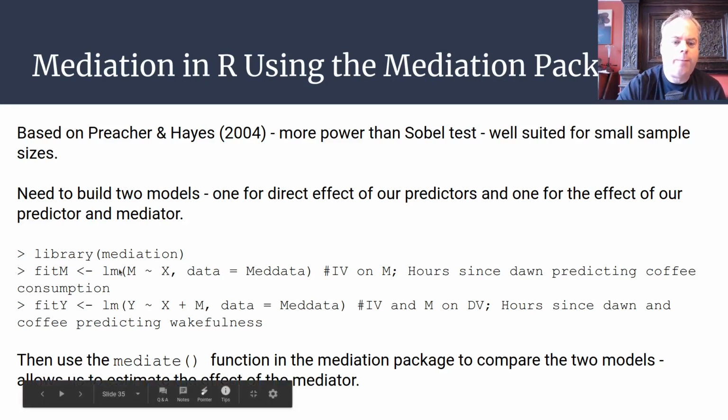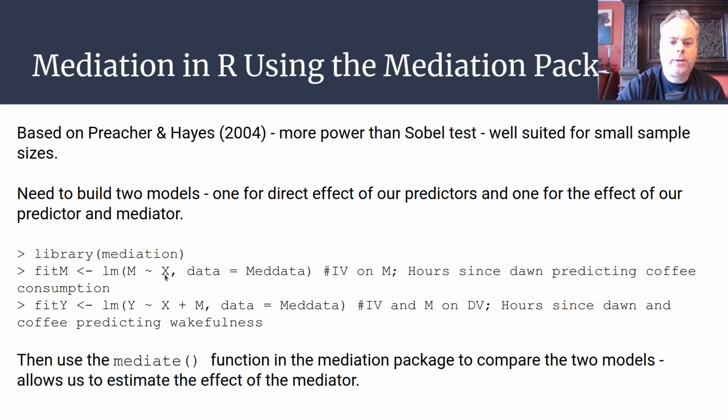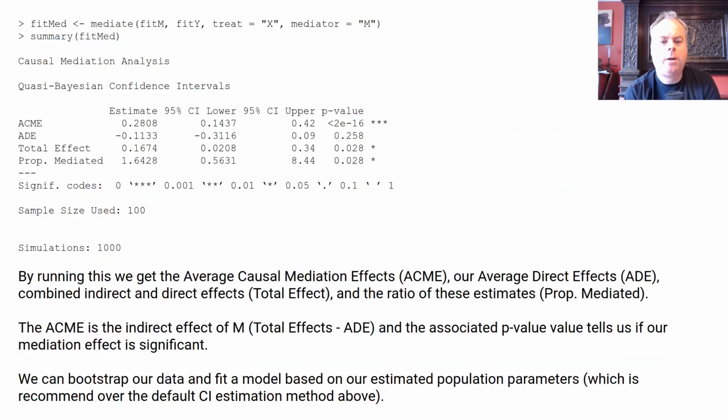Okay, so our first model, we've got an effect of our predictor on the mediator, and then the second model, we've got an effect of our predictor and our mediator on our outcome. So we've built these two models, and we're going to compare the two models to each other using the mediate function in the mediation package, which will allow us then to estimate the effect of our mediator. So we're going to map it onto a variable I'm just calling fitmed.